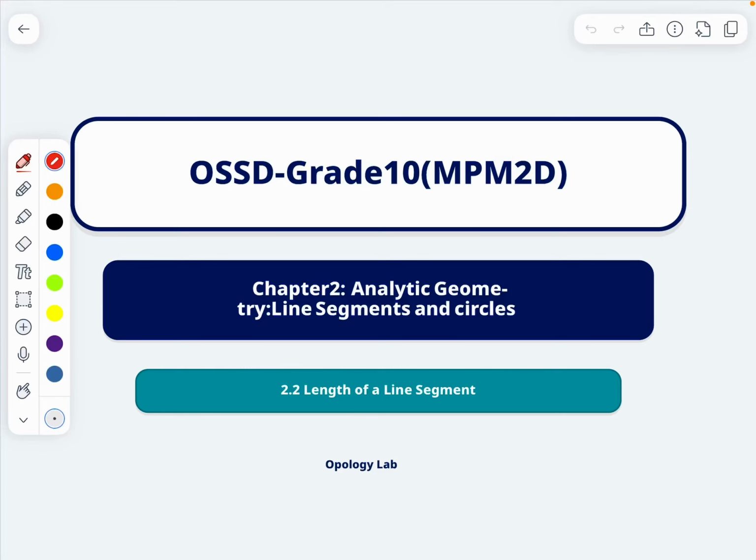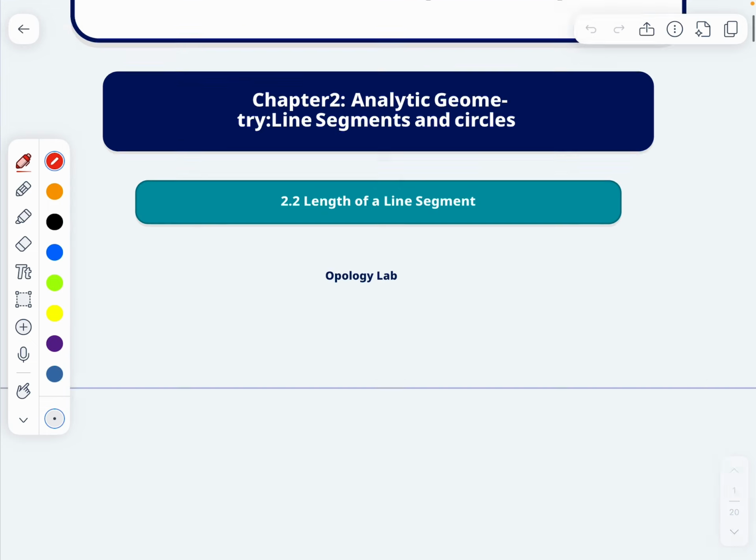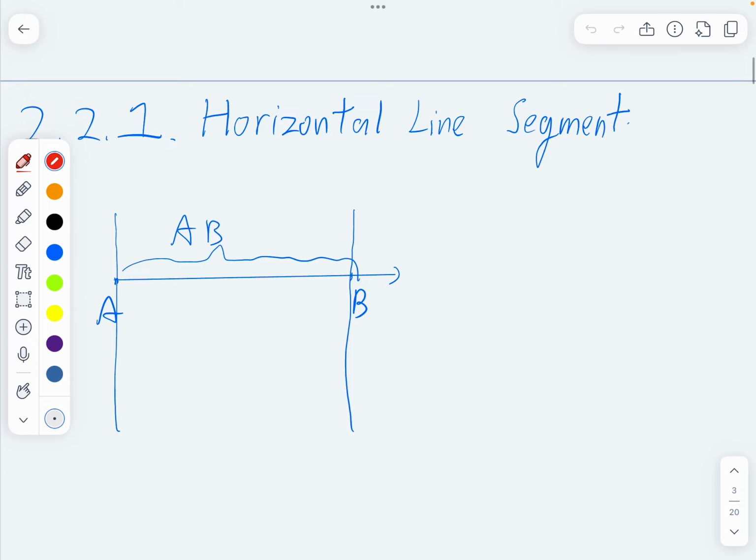Welcome to OSSD Grade 10 MPM 2D, Chapter 2, Analytic Geometry, Linear Segments and Circles, Section 2.2, Length of a Line Segment. In this section, we're going to talk about the length of a line segment. In the last section, we already talked about the midpoint. We also divide this into three types.